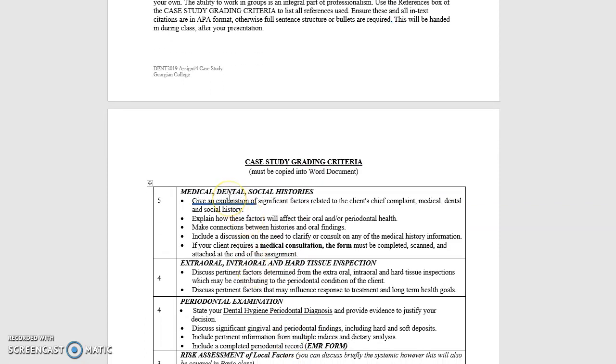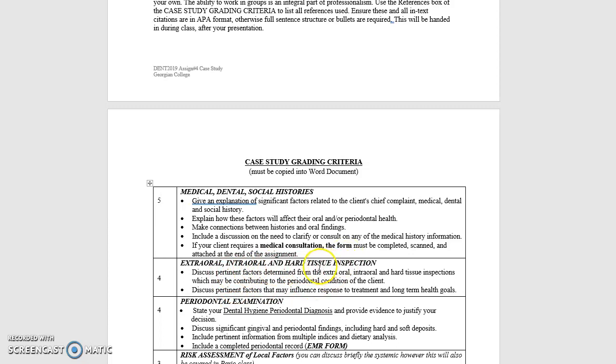So your first thing here is looking at medical, dental, social histories. You're going to do all of the bullet points. So give an explanation of the significant findings. Explain how these will affect the person's health and periodontal health. Make connections. Include a discussion on the need to clarify or consult on any of the medical history information, and if they need a medical consult, you need to create a medical consult in EMR and include that in your assignment. Scan it and attach it.